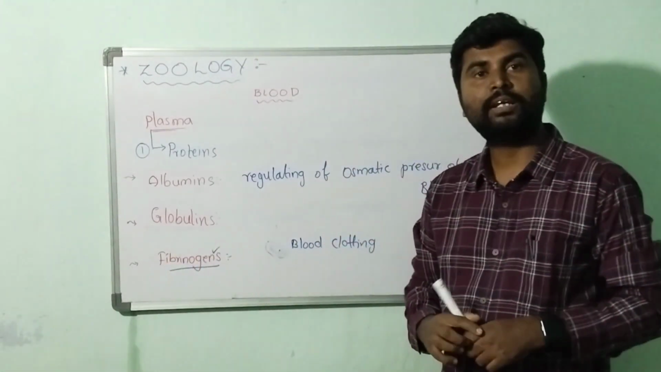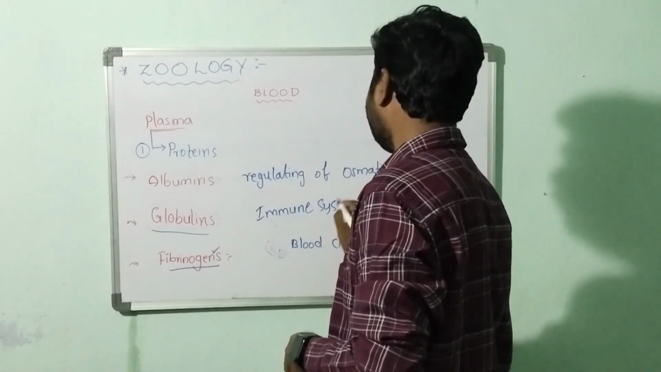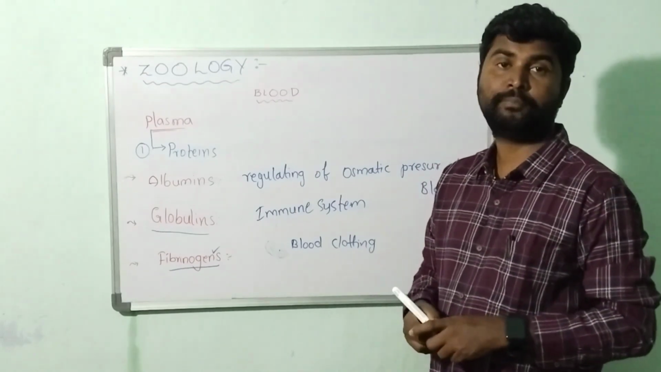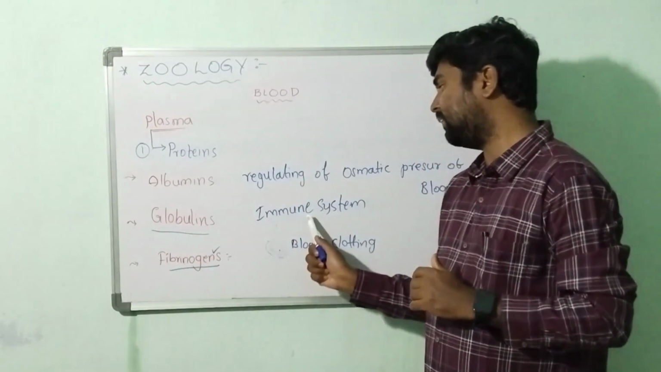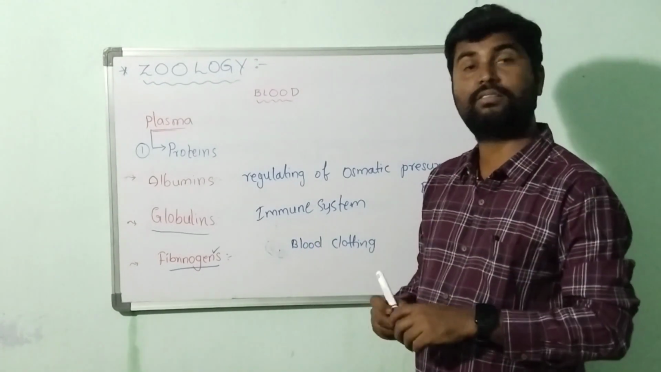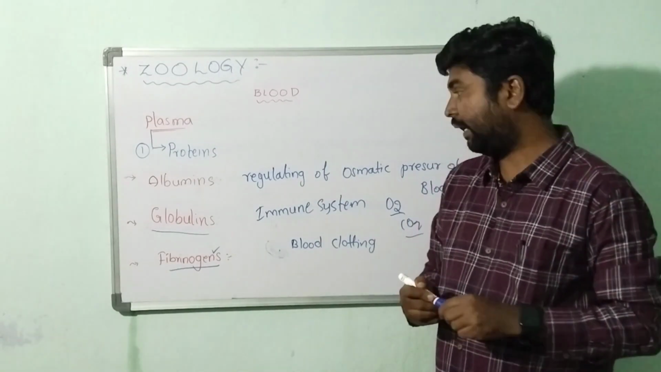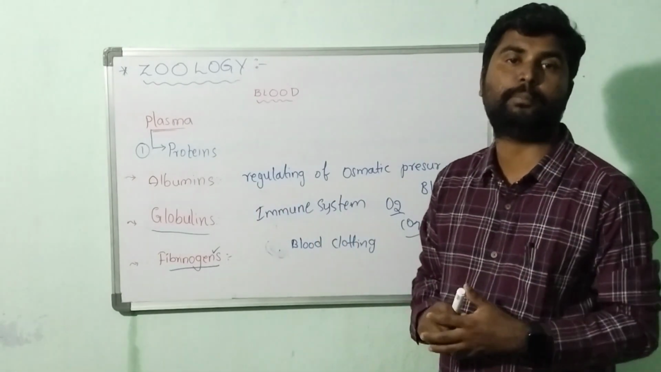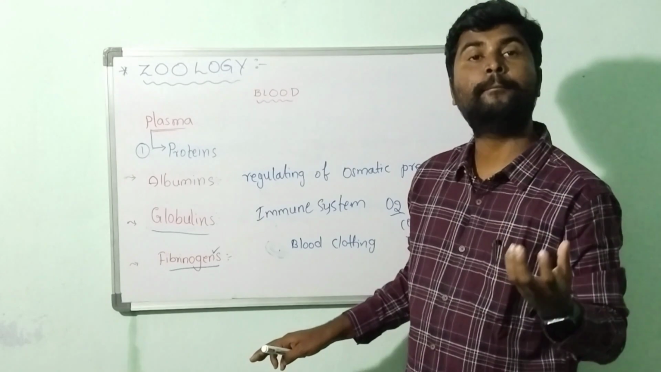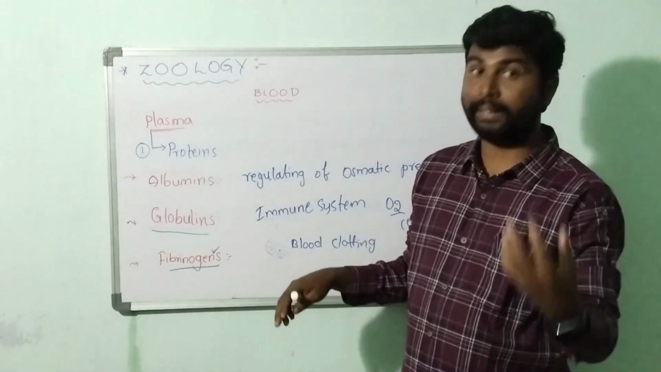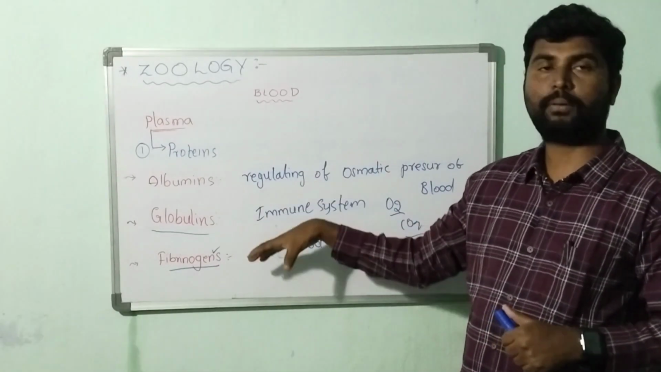Coming to globulin, these globulins participate in the immune system. So there are three proteins in plasma, and these three proteins are very crucial. As I already told you, globulins protect the immune system, and a type of globulin also helps in the circulation of oxygen and carbon dioxide. So albumins regulate the osmotic pressure of the blood, and fibrinogens are involved in clotting of blood. Coming to globulins, if it is an immunoglobulin, it is present in the immune system, and if it is a globin, it also helps in the transport of oxygen and carbon dioxide. So these are the proteins present in plasma.